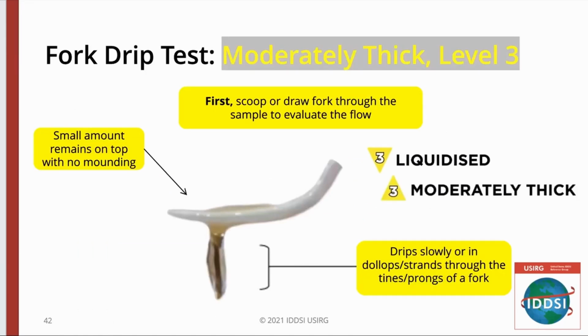Here is an illustration of the IDDSI fork drip test for moderately thick level 3. First, scoop or draw the fork through the sample to evaluate the flow. A small amount should remain on top with no mounding, and the sample should drip slowly or in dollops or strands through the tines of a fork and not run through.